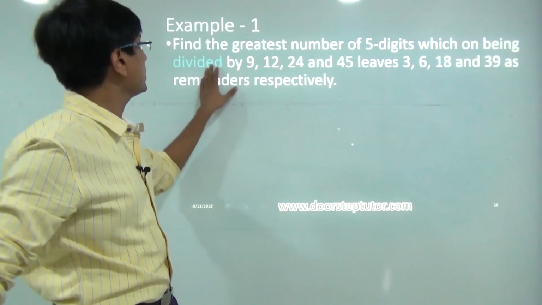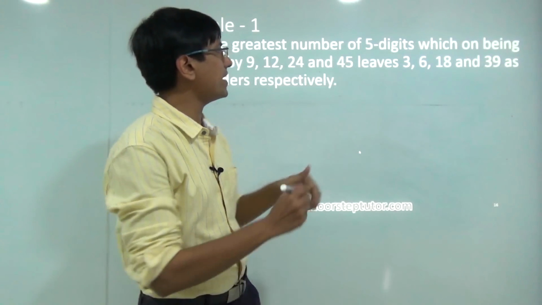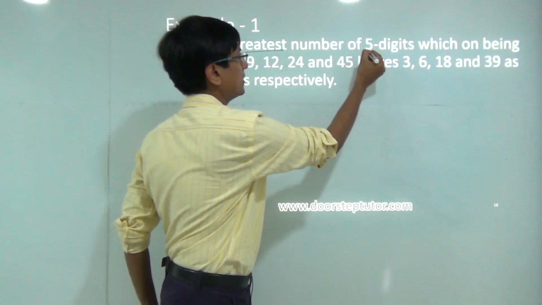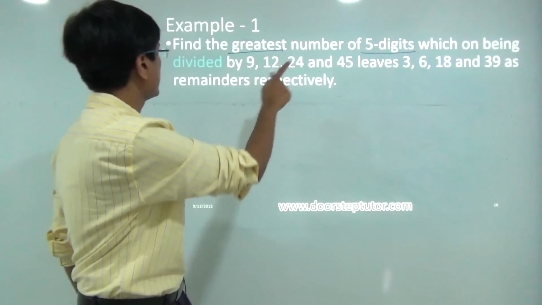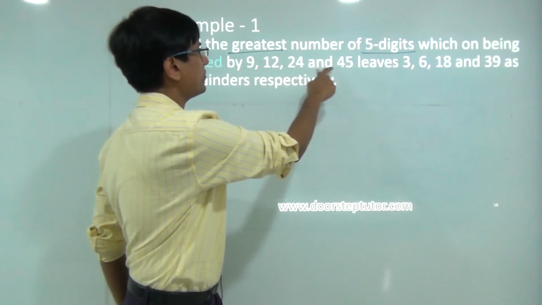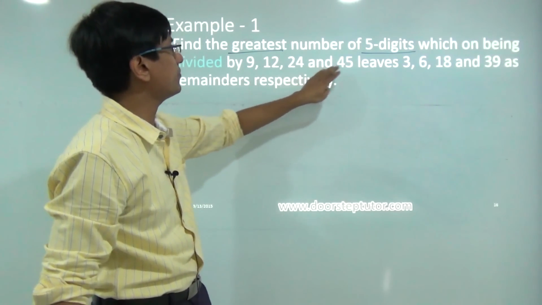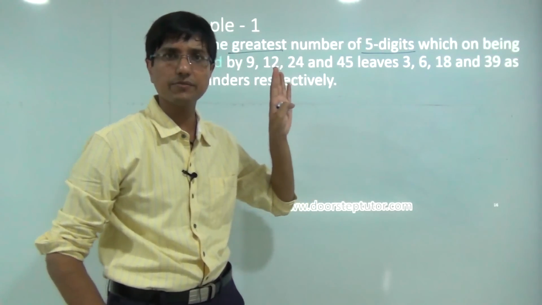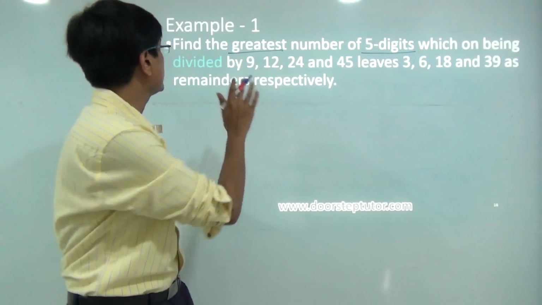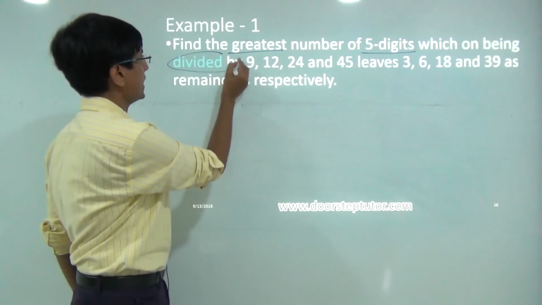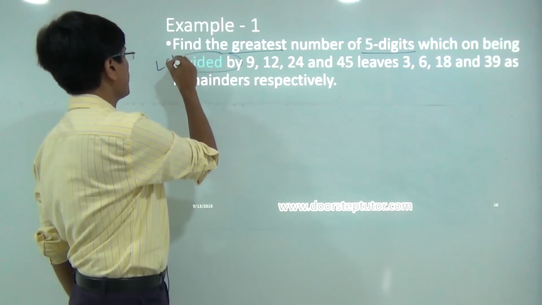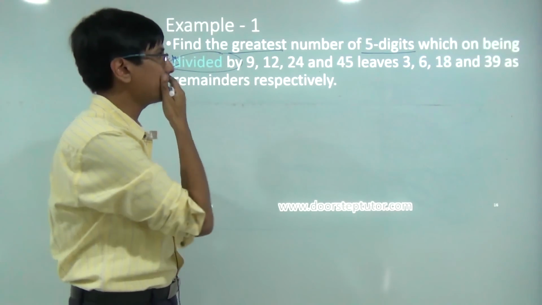In the first example, I have to find the greatest number of 5 digits which, when divided by 9, 12, 24 and 45, leaves these remainders respectively. So this is an LCM problem. That is the first thing I noticed.